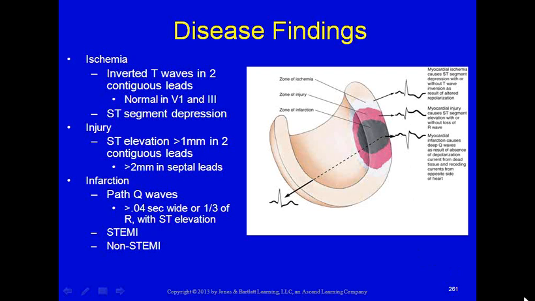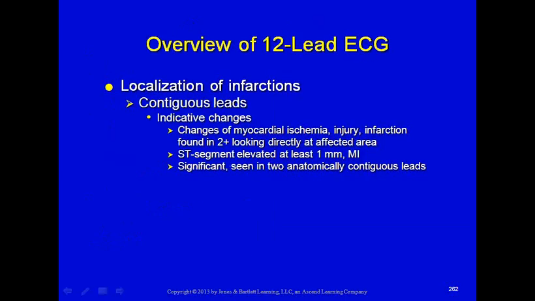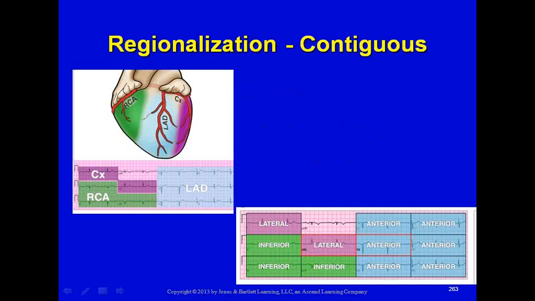Now, for these changes to mean anything, they have to be seen in 2 or more leads that look at the same part of the heart, and those are called contiguous leads. So when we see ST segment changes, are they found in 2 or more leads looking directly at that part of the heart? If I find it only in 1 lead, it isn't significant. It's got to be at least 1 millimeter elevation or depression to be called significant, and it's got to be in 2 leads looking at the same part of the heart. So, which leads are regionalized? Which leads are contiguous? Which leads look at the same part of the heart?